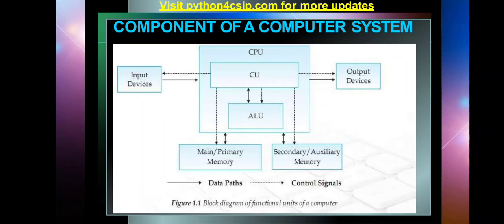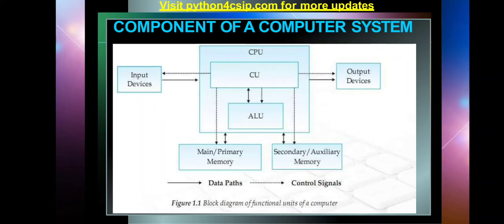Components of a computer system. In this we have input. CPU consists of CU and ALU. What is CU? CU is control unit. ALU is arithmetic and logical unit. We have CPU consists of CU and ALU. Now what does CU do? CU is a control unit.